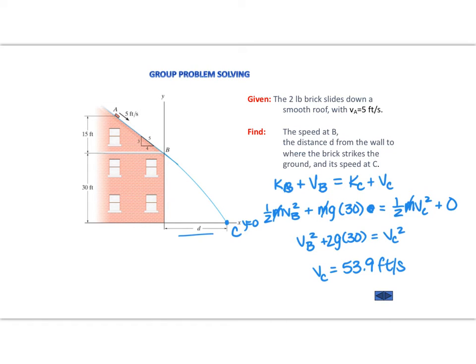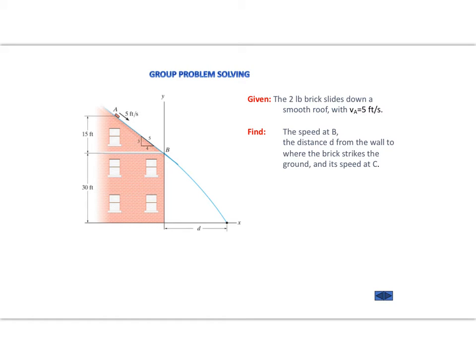Now, how do we find the distance d? We know that when it leaves the roof, it has a speed of v_B, and the angle that it makes here, theta, is the same as this angle, theta. So we can use that triangle to help us write the components, because what we want to do is use the kinematic equations to help us solve this problem.